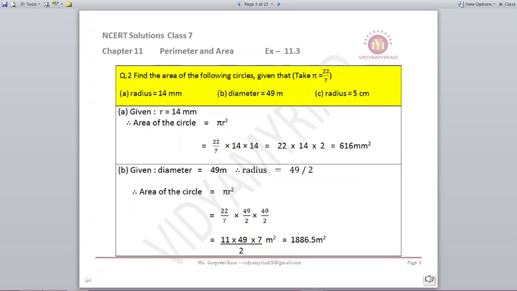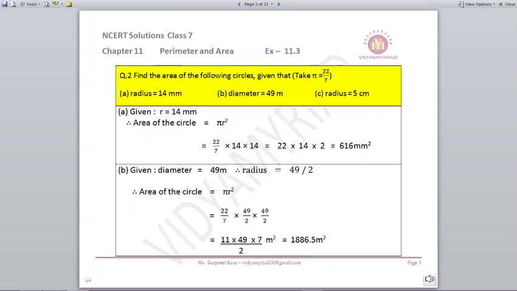Question number 2. Find the area of the following circles given that radius or diameter is given and pi is to be taken as 22/7. Now, circumference of the circle is 2 pi r. Area of the circle is pi r square. Pi here is to be taken as 22/7. R is the radius of the circle.